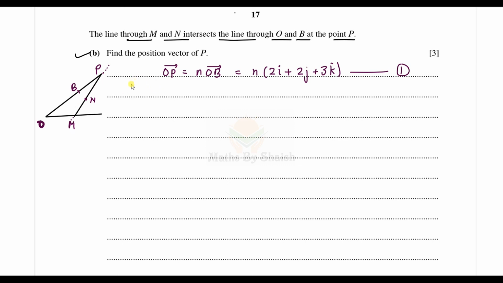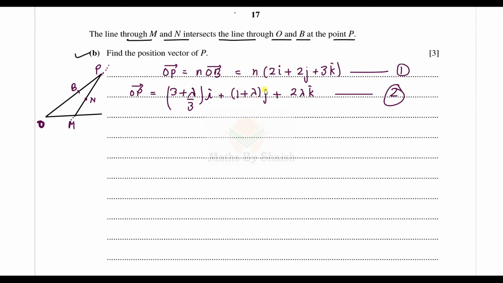So P is any general point on the line through MN, so it can be written as (3 plus lambda over 3) i cap plus (1 plus lambda) j cap plus 2 lambda k cap. We get it from the equation of the line through MN, and then this is another equation, or we can say we have the position vector of the same point in two ways.